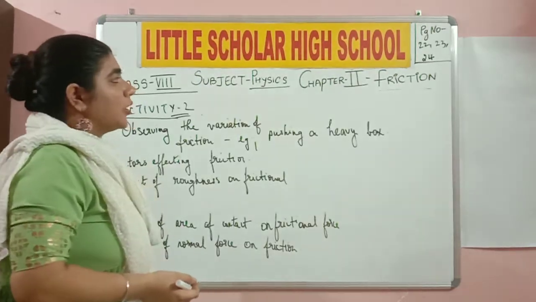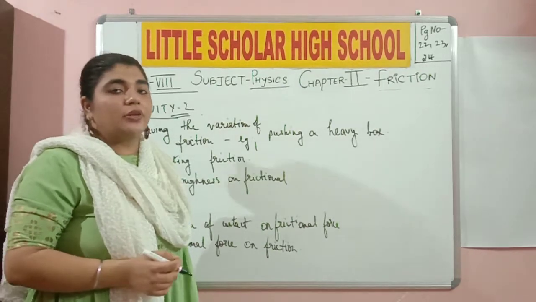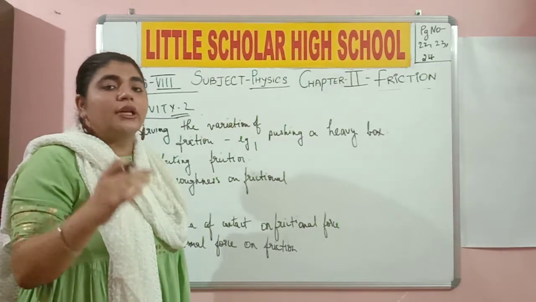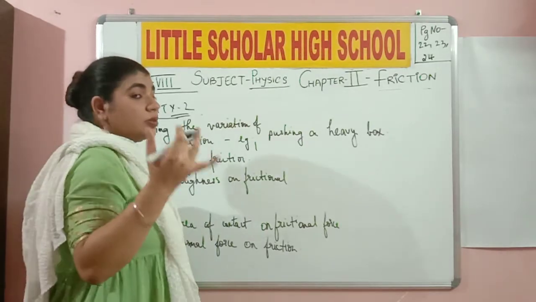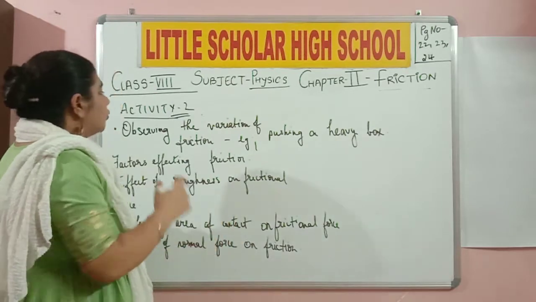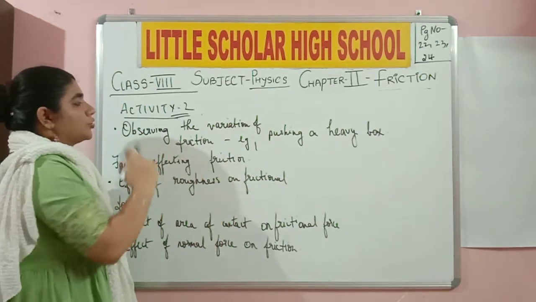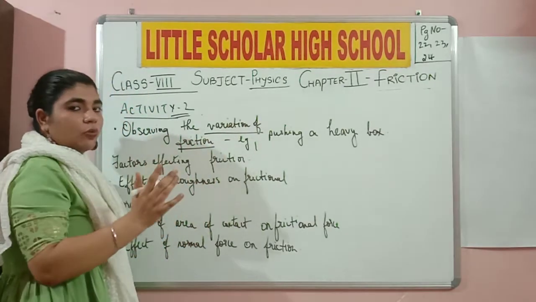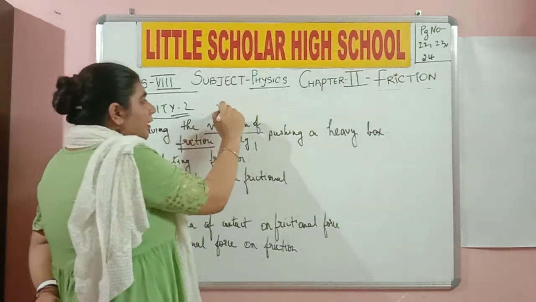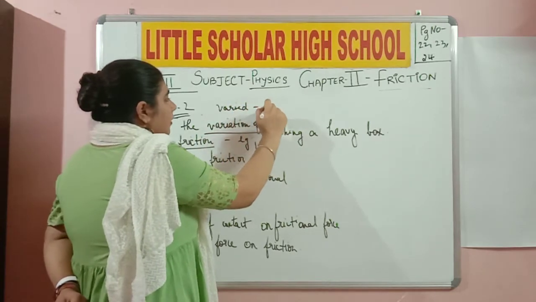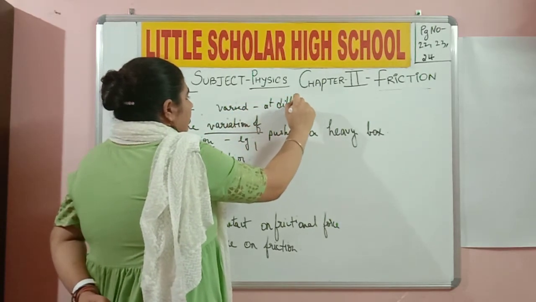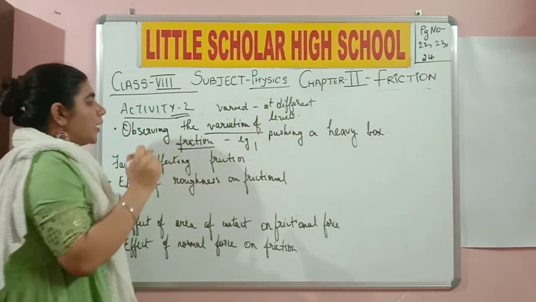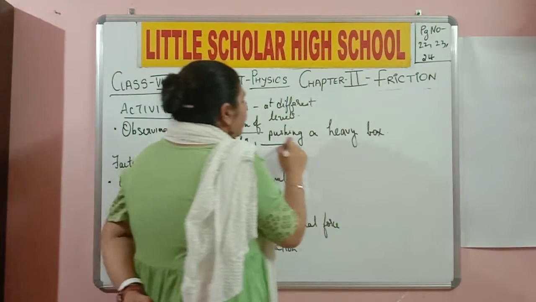So class, we are done with page number 19, 20 and 21, which was very easy. It was just basically discussing static and sliding friction with the help of an activity that I just told you. So we are on activity 2 right now, observing the variation of friction. What do you mean by variation of friction over here? Less or more? Varied. What do you mean by varied? At different levels. Okay. Basic dictionary meanings. So now, observing the variation of friction, and what is the example that I've written over here?